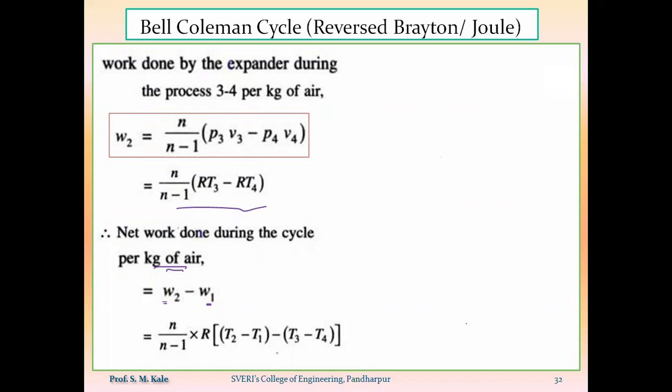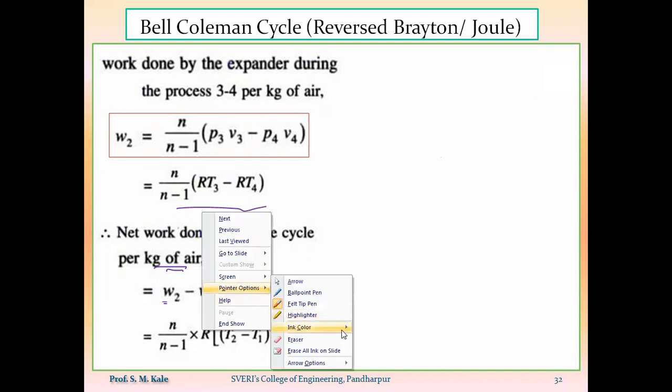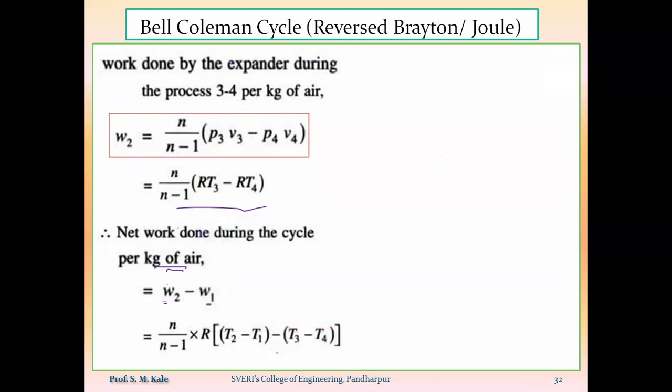Actually, here also we have taken W1 minus W2. By mistake, I have written W2 minus W1. Actually, this is W1 minus W2, because during the W1 process the maximum amount of work is being supplied. So W1 minus W2 is there. Are you getting it? So here, W1 is nothing but R into T2 minus T1, so I have taken R. In W2, again the R term is common, so I have taken that R term common. So T3 minus T4 will be after the negative sign.